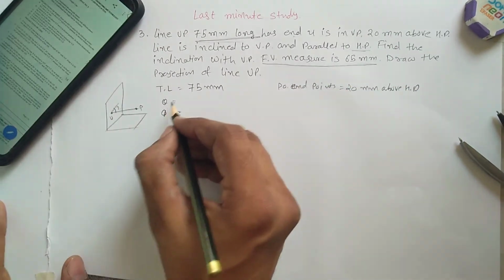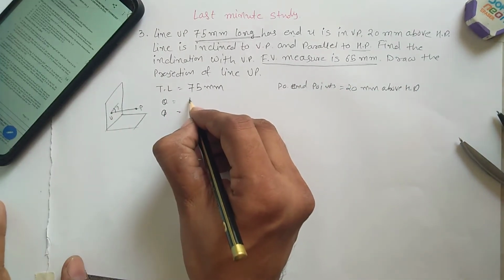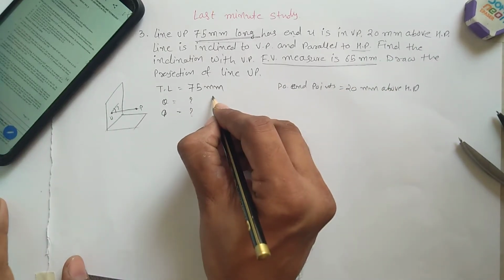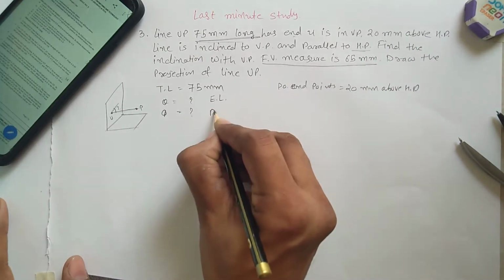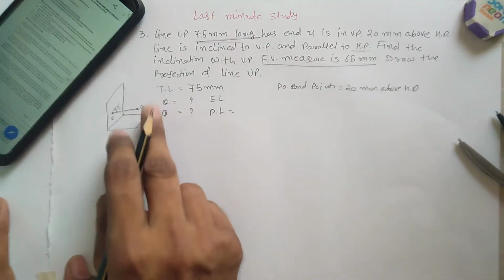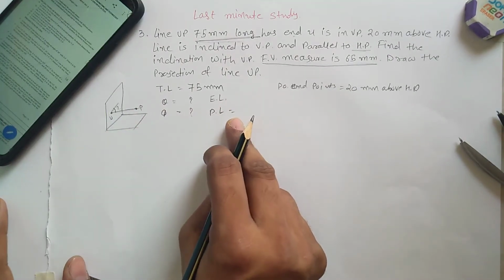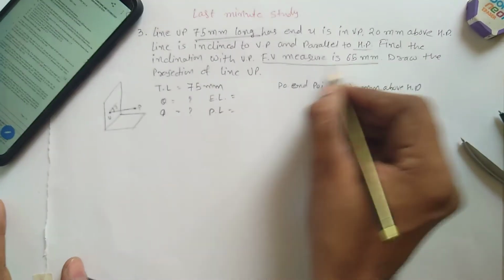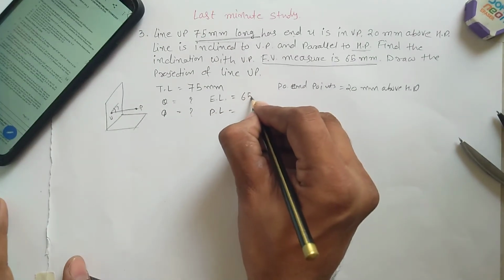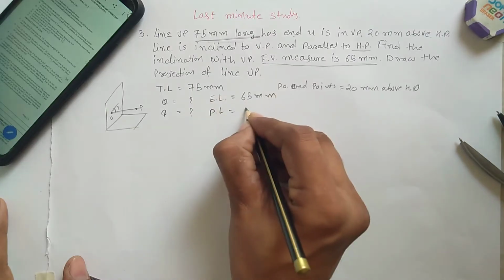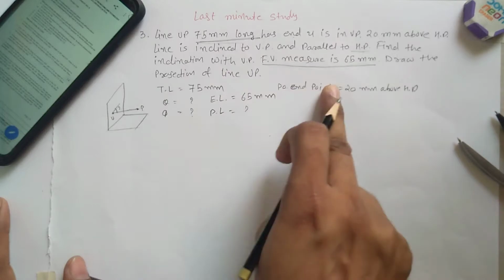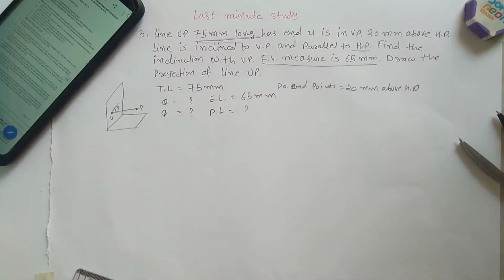mm. So here you don't have theta and you don't have phi, but instead you have two other data, elevation length and plan length. If you don't have this angle, you have to find it from the elevation length and plan length. In this case, the front view is given to you, that is 65 mm elevation length, and plan length is not given to you. So you have only these three data and you have to construct the system.